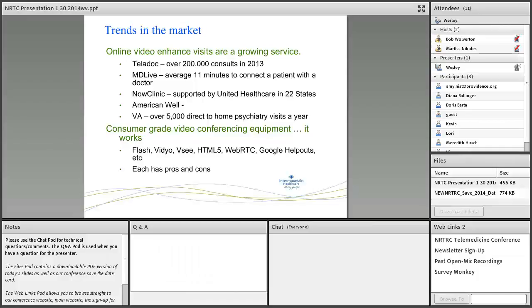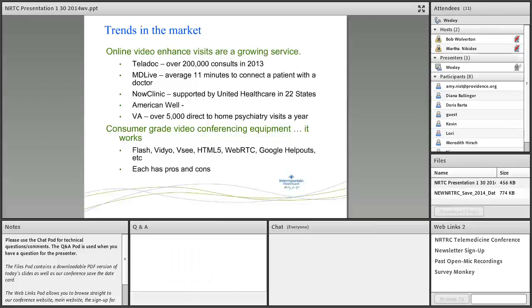Full disclosure, one of those was a fund that Intermountain Healthcare participates in. And I'm not advocating either one of those companies. The point is that VC groups and people who take money and put it at risk for new ventures are recognizing this type of care and this business model as attractive. And to me, that's the take-home point.